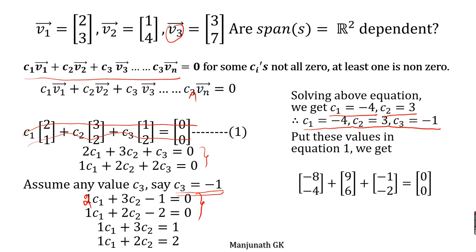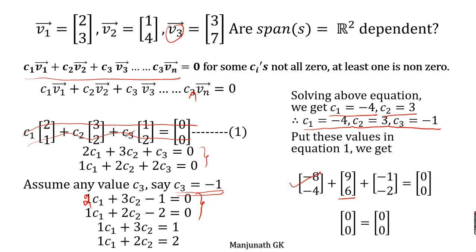So C1 is -4, -4 into 2 is -8, -4 into 1 is -4, that is done. C2 is 3, 3 into 3 is 9, 3 into 2 is 6. C3 is -1, -1 into -1, -1 into 1 is -1. Okay, add all these values, so it gives 0.